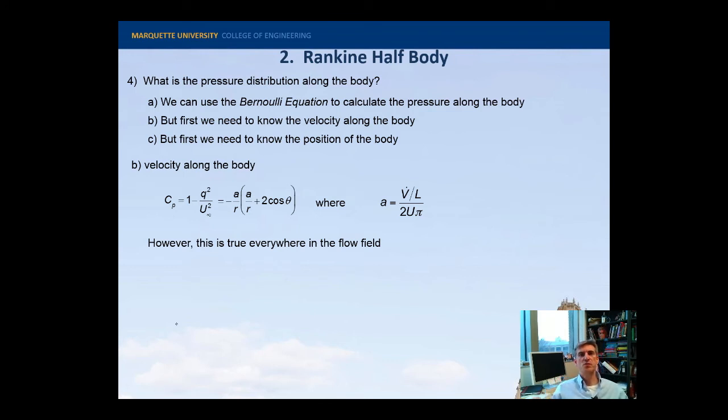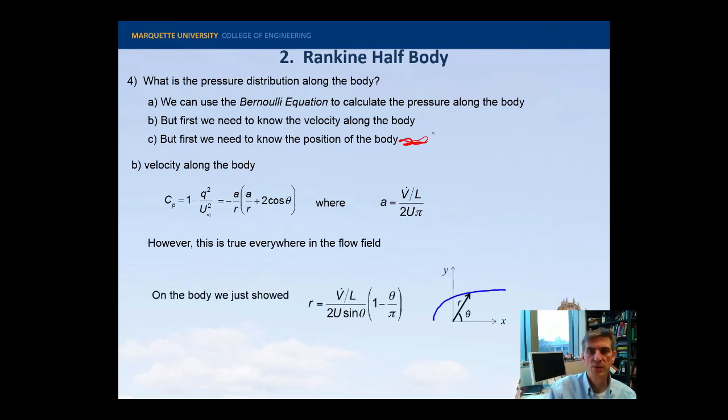This, however, is the flow field everywhere, right? So we need to then put in the location of the body. So that's why we derive this expression here. We need to know what the position along the body is, so we can do that. And we know what the position along the body is, so we put this in for r, and we get this simpler expression.